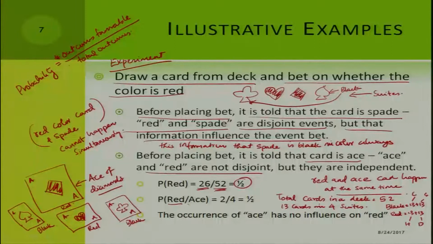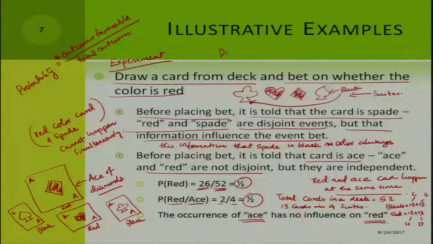Probability of red given ace: there are 4 aces. So in this case the total number of outcomes is 4, and 2 out of the 4 are red aces. So it is 2 out of 4, which is equal to 1 over 2. So the occurrence of an ace has no influence on the occurrence of red, because it can be any one of those. They are independent events and they are not disjoint.